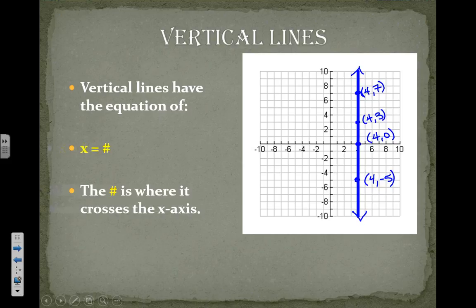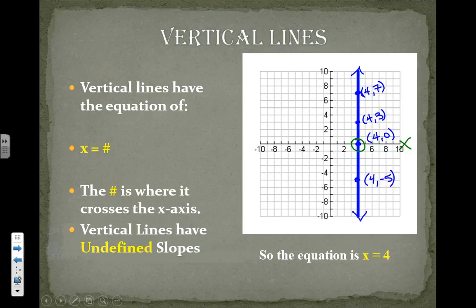The number that our x is going to be equal to is going to be the value for where that line crosses the x-axis. So this is our x-axis. We can see this one's crossing at 4. So the equation of this line would be x equals 4.